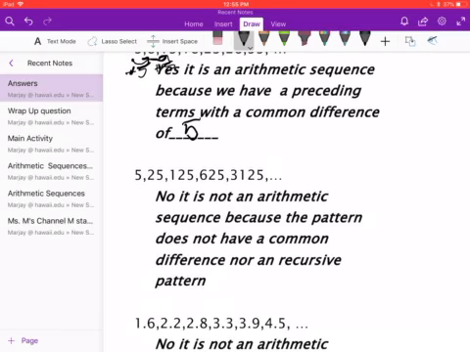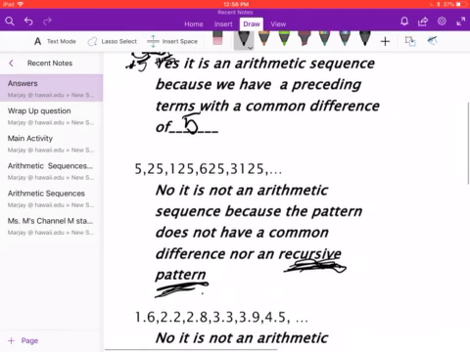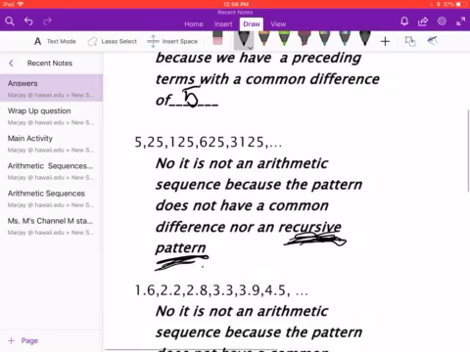No, it's not an arithmetic sequence because the pattern does not have a common difference, nor a recursive pattern. Okay, heads up. Make sure you guys still remember what these words mean, because I know we never really talked about it, but we will be discussing about it for the last problem.